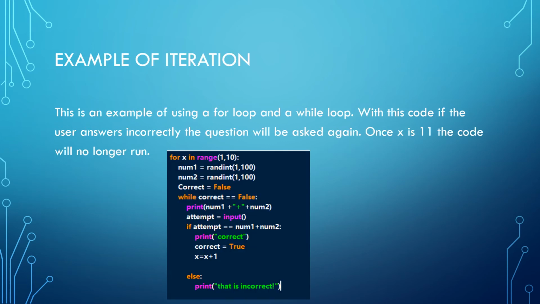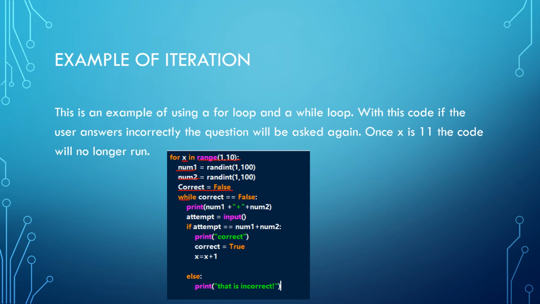An example of iteration. This is an example of using a for loop and a while loop. With this code, if the user answers incorrectly, the question will be asked again. Once x is 11, the code will no longer run. So I've got x in a range of 1 to 10. Then I put in my two variables. And then I've made this for the while loop.